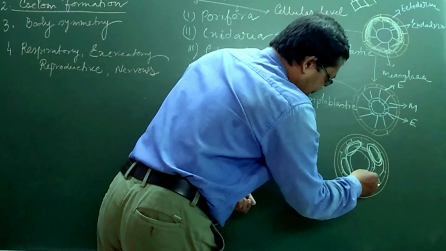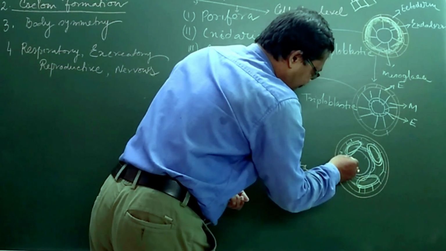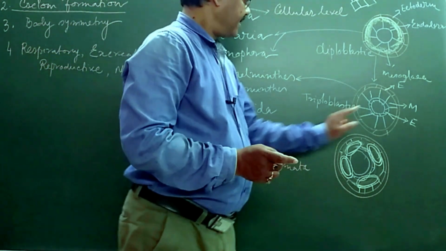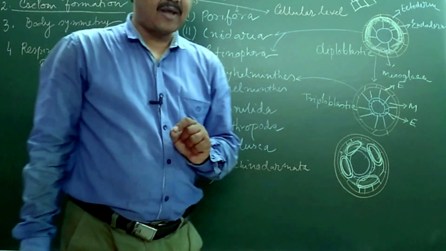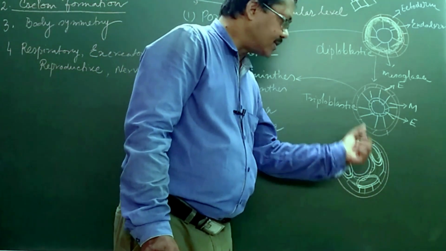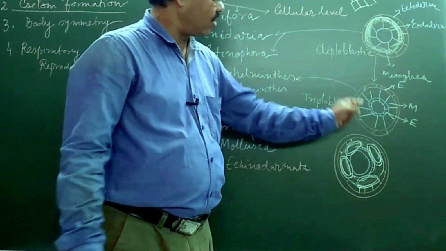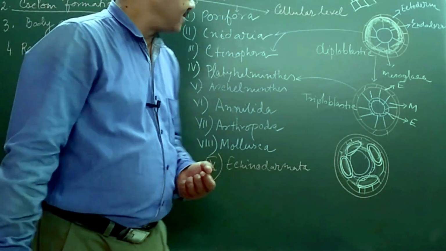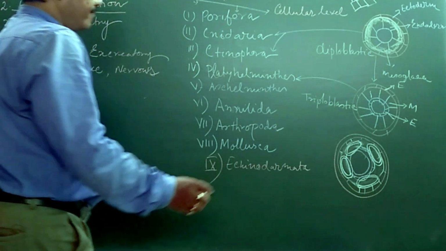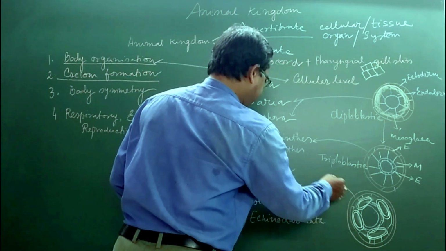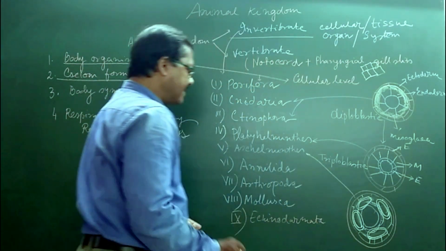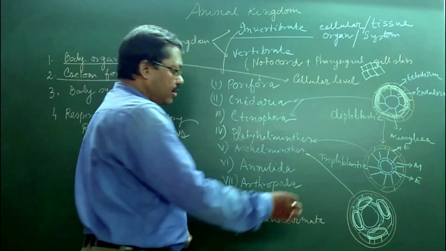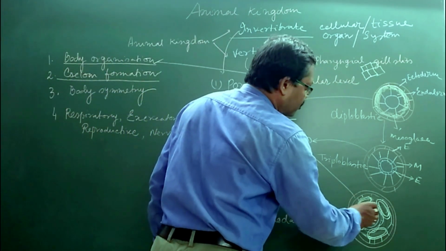That means this is the pseudocoelom. First, a solid triploblastic structure develops, then a pseudocoelom structure. This is acoelomate, no coelom. Then pseudocoelom arises. The pseudocoelom is found in acoelomate round ones. Then in the later stage, pseudocoelom is converted into true coelom.